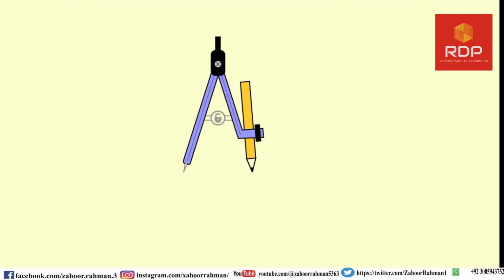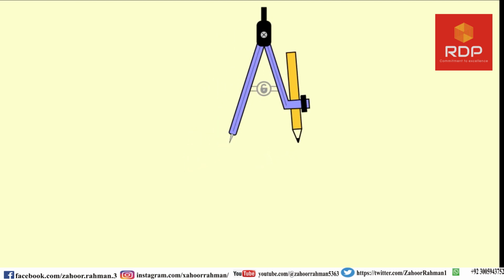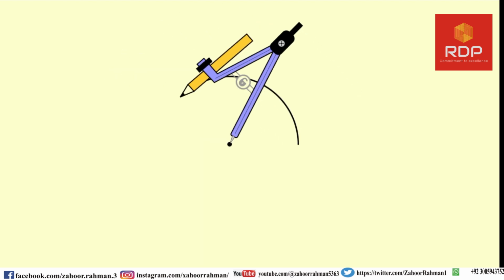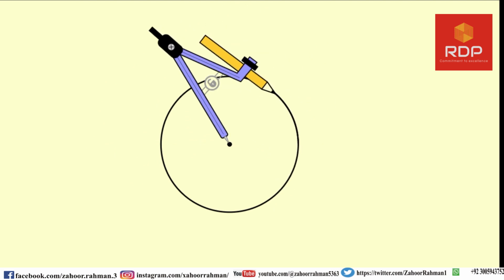The final question is question number 17. Construct a circle of any radius. Let us construct a circle of any radius. That is the circle we have constructed.